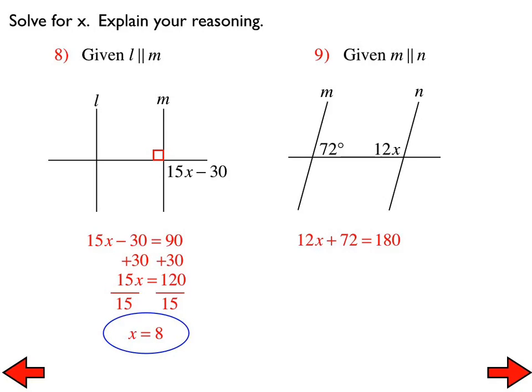Now, would it be incorrect to find the 108 and then do 12x equals 108? No. There are multiple ways of doing these types of things. So regardless of how you did this, you should get x equals 9. So any questions about 7, 8, or 9?